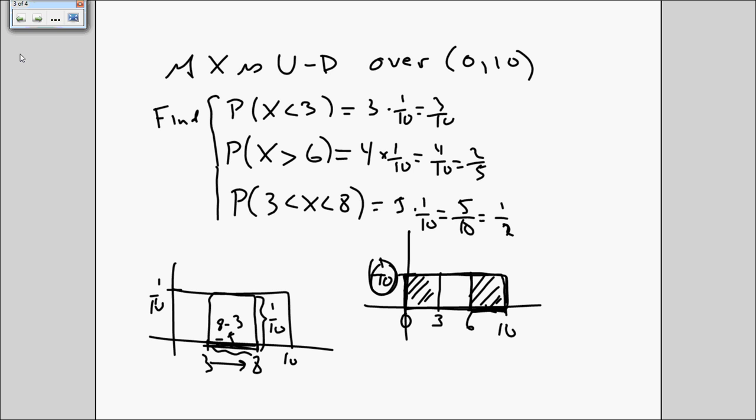One last comment for the height. This is alpha, and this is beta. So the height is 1 over beta minus alpha. 10 minus 0 is 10. That's the height, 1 over 10. Even if you use the formula, you get the height.